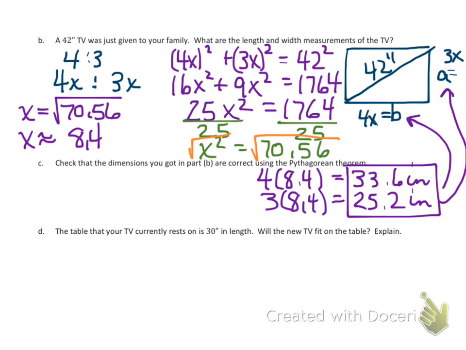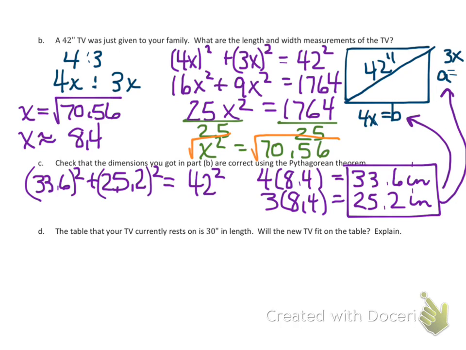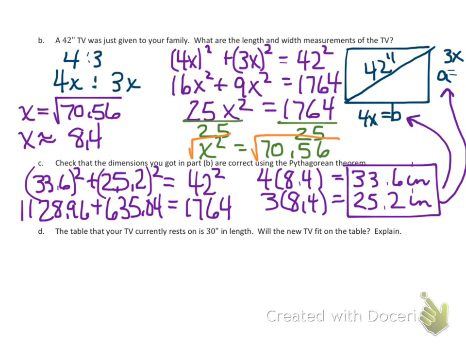And part B says to check out those dimensions using the Pythagorean theorem to make sure that they're correct. So to do that, we would go 33.6 squared plus 25.2 squared, and ask ourselves, is that 42 squared? Again, you're using a calculator here, but we're writing everything out. 1128 and 96 hundredths plus 635 and 4 hundredths, and then this is of course 1764. So yeah, it looks like it is checking out exactly here. We get 1764 on both sides.